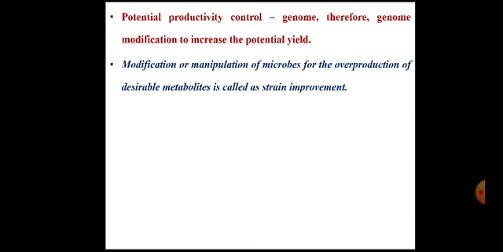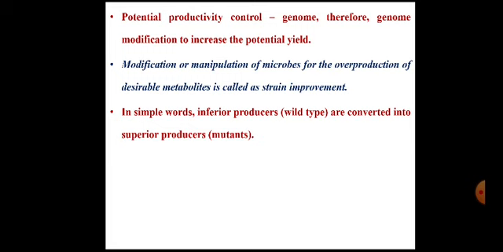So simply what we are learning here is the manipulation or modification of microbes for overproduction. As I said, the microbial metabolites should be produced in excess. That is called overproduction. So manipulation of microbes for overproduction of desirable metabolites, we call it strain improvement. That is the simplest definition of strain improvement. Improvement in productivity, improvement means to increase its potential.